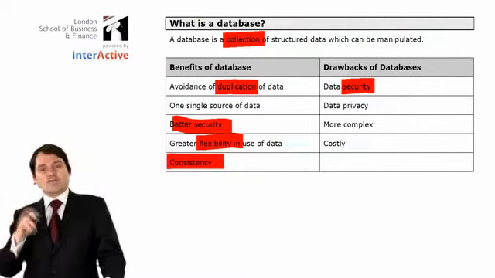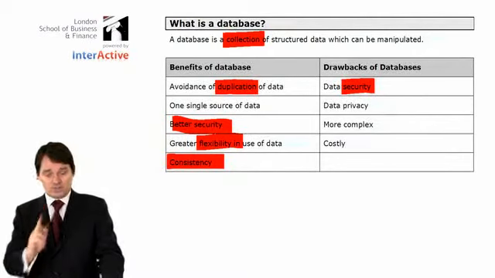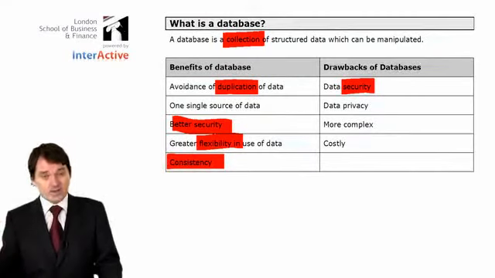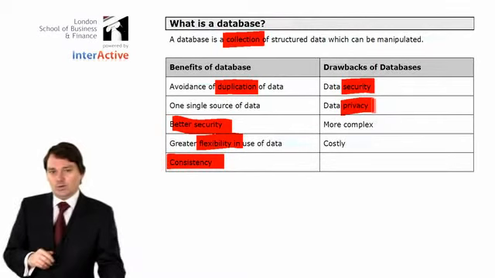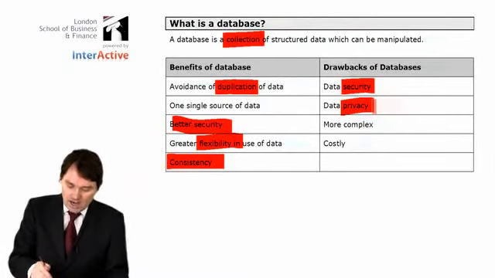Whereas with a spreadsheet, we might have lots of different spreadsheets, but with a database, everybody accesses the same one. So if it goes wrong, it goes wrong for everybody. There is no privacy anymore, because everybody accesses the same thing.